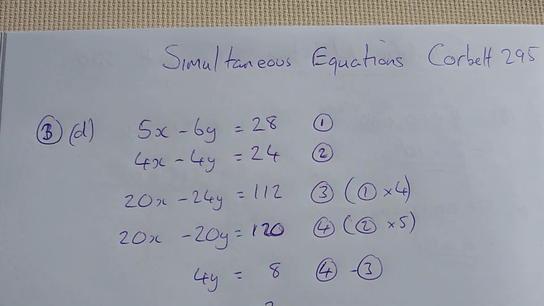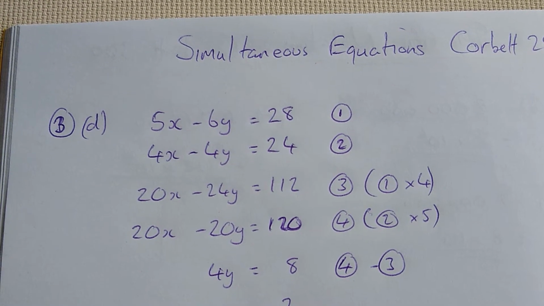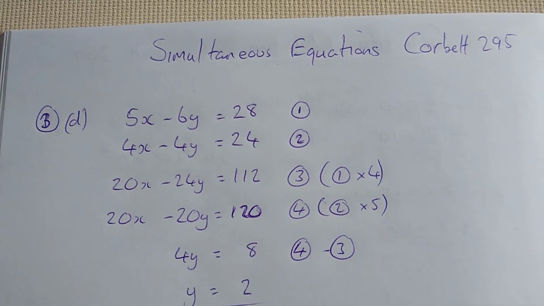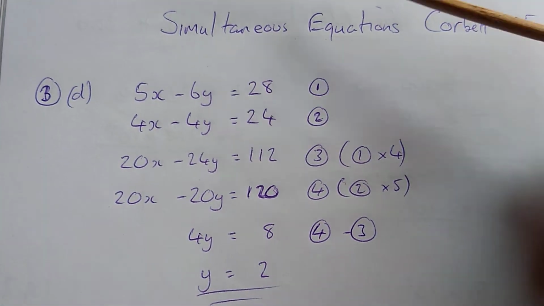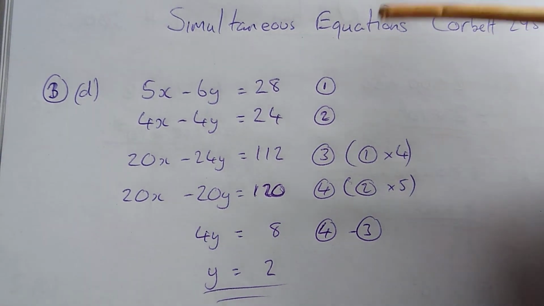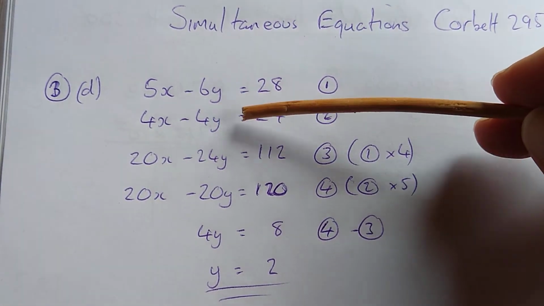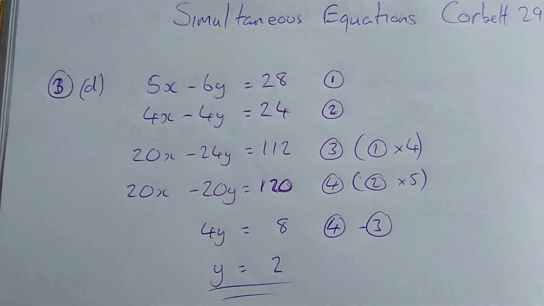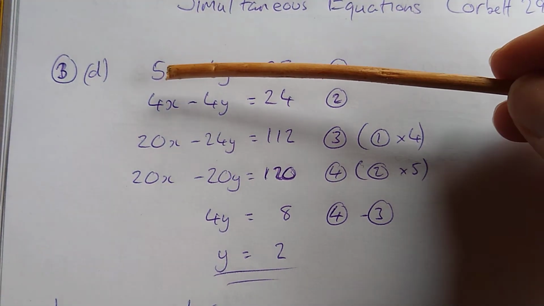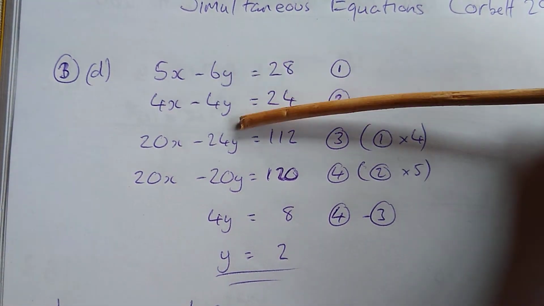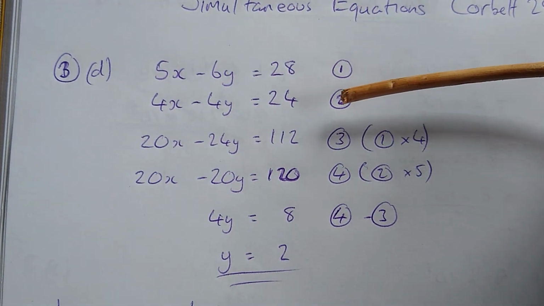Hi guys, a little bit of help with simultaneous equations from Corbett Maths exercise 295. So we have 5x minus 6y equals 28, 4x minus 4y equals 24. To remember, to solve simultaneous equations, what we would like to do is to add or subtract one of the equations from the other one.